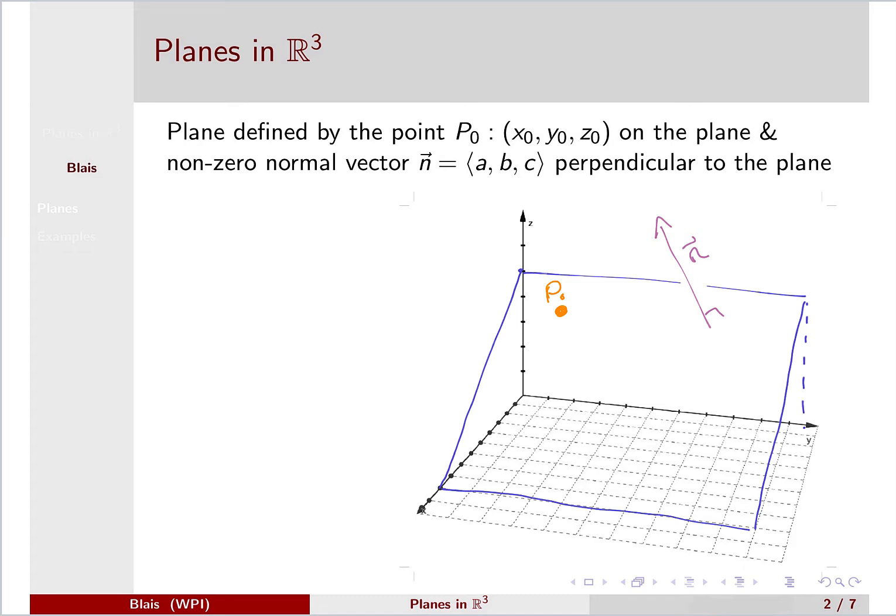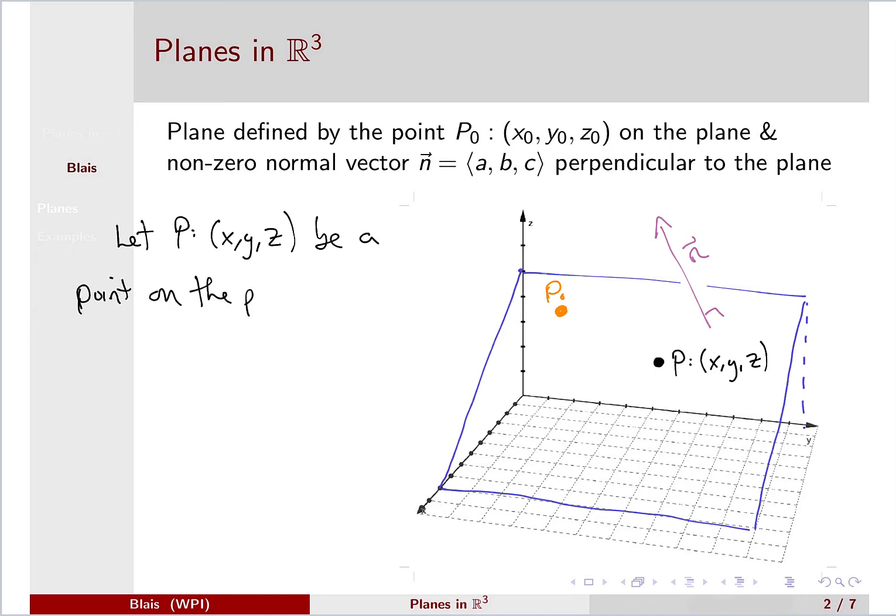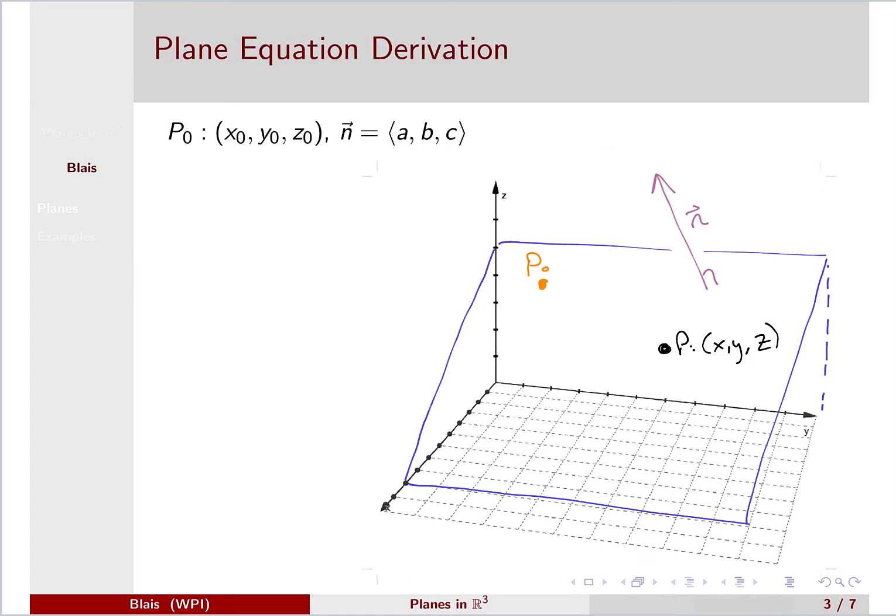And the first thing that we do in that regard is we pick a point P with coordinates x, y, z, and we call that just a generic point on the plane. So let P with coordinates x, y, z be a point on the plane. And let's think about what it means mathematically. Let's connect the point P0 and P with a vector, P0P.